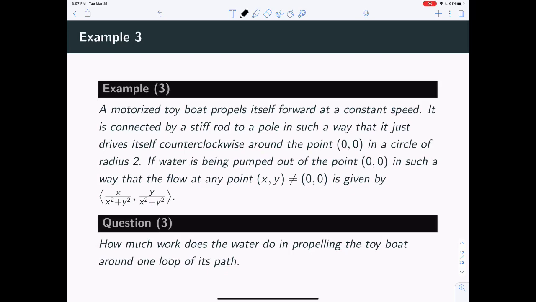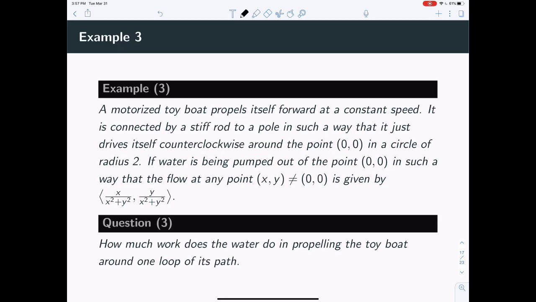Okay, in the last video we saw how to define the notions of flux and work in terms of vector fields and line integrals. And now let's do a couple example problems that show how to actually compute these mathematically.